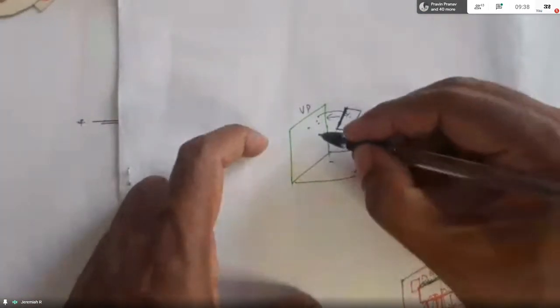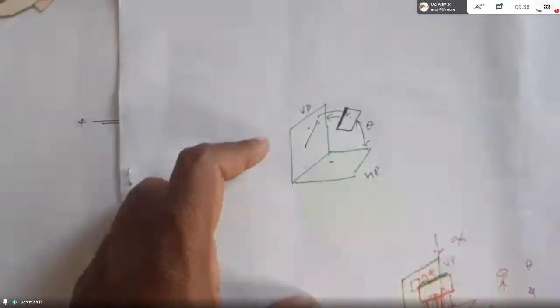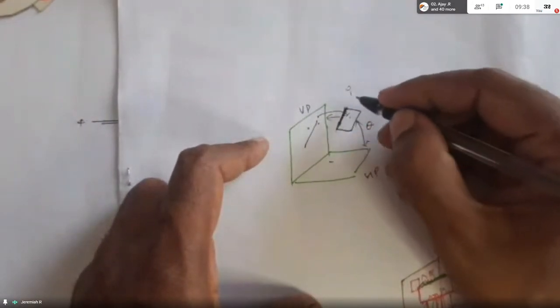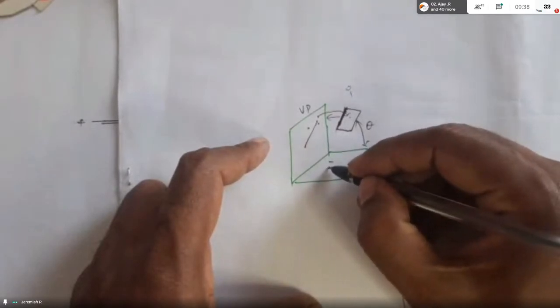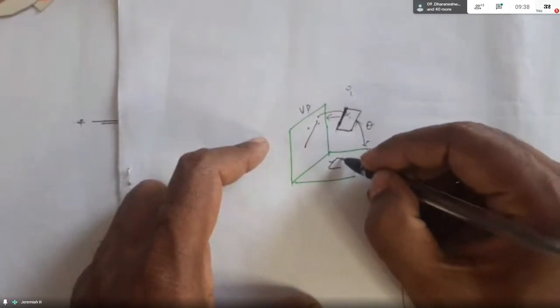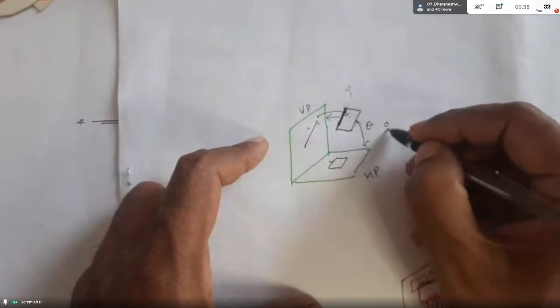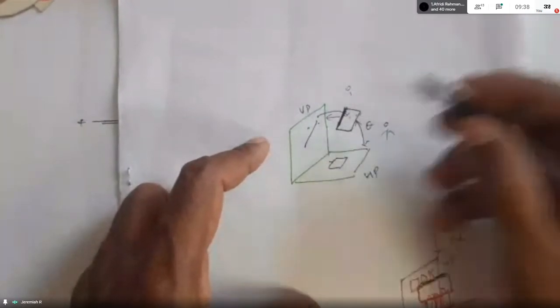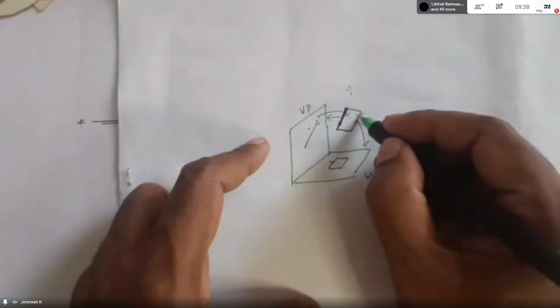So front you will get an inclined line. When you see from the top, you'll get a reduced length of a rectangle, or if it's a square also, a reduced length of a square. When you see from the front, you get an inclined line. Only this line is visible.